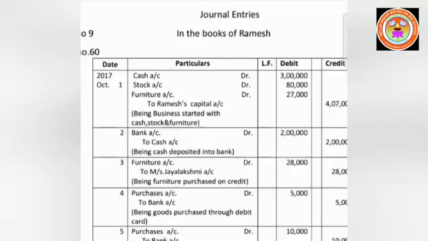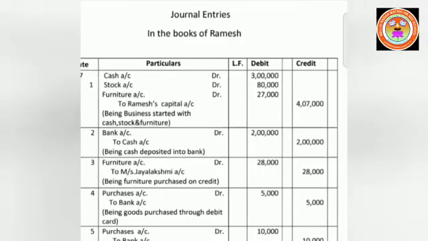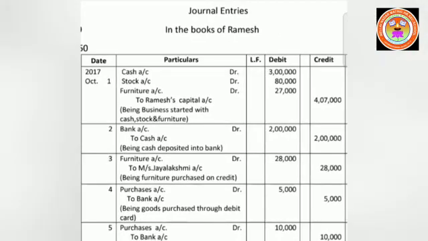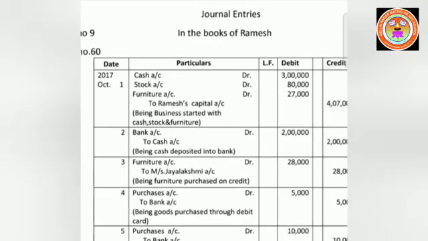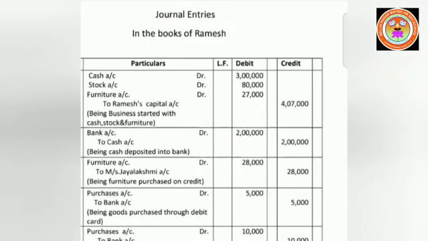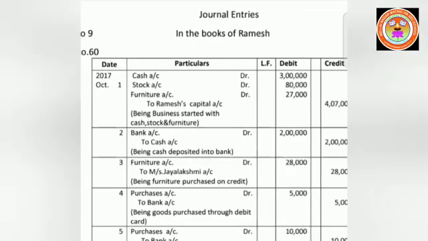See children, before starting to pass journal entries, write the format first. Journal entries in the books of Ramesh. Write the title and in your accounts notebook allot the columns like this. First one, date column, then particulars, then LF, ledger folio number, then one debit amount column, one credit amount column. Allot 5 columns like this.